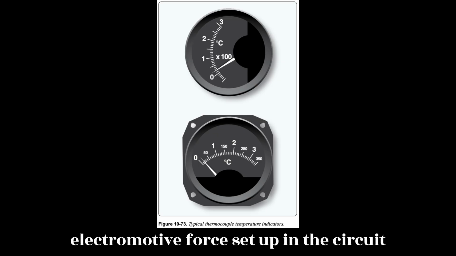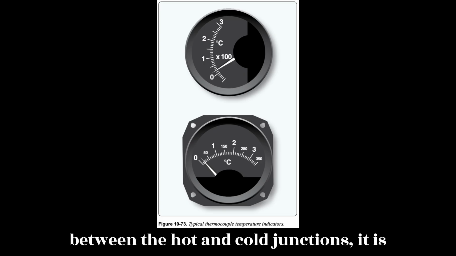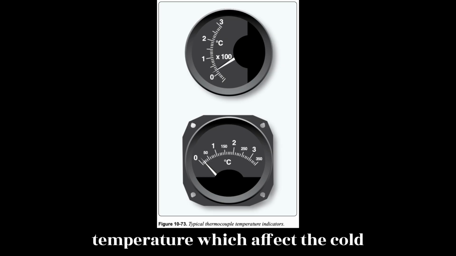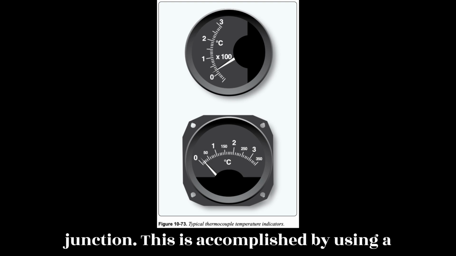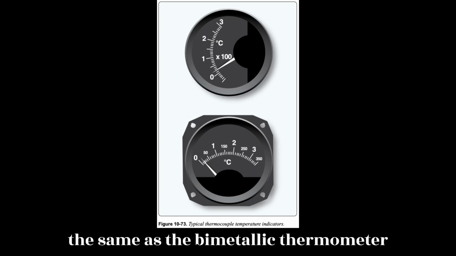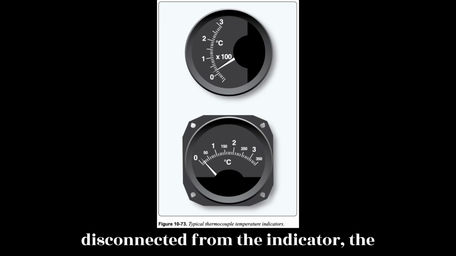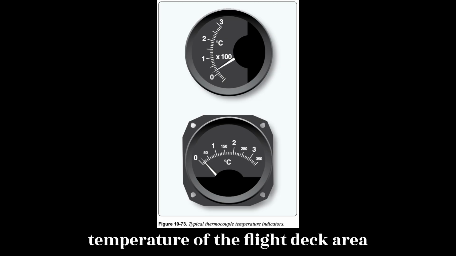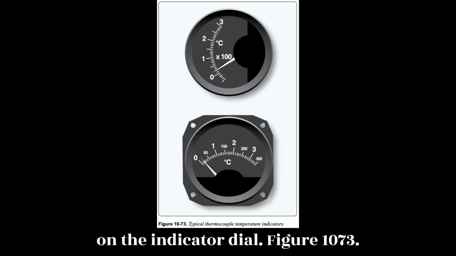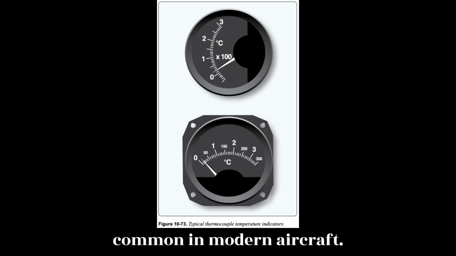Since the electromotive force set up in the circuit varies with the difference in temperature between the hot and cold junctions, it is necessary to compensate the indicator mechanism for changes in flight deck temperature which affect the cold junction. This is accomplished by using a bimetallic spring connected to the indicator mechanism. This actually works the same as the bimetallic thermometer described previously. When the leads are disconnected from the indicator, the temperature of the flight deck area around the instrument panel can be read on the indicator dial. Figure 10.73. Numeric LED indicators for CHT are also common in modern aircraft.